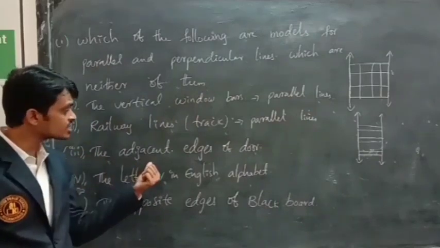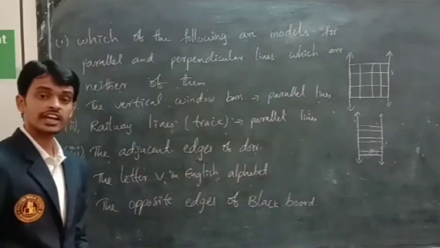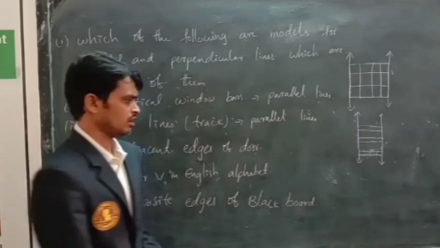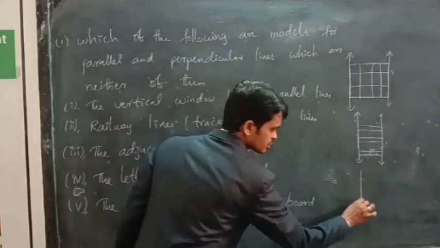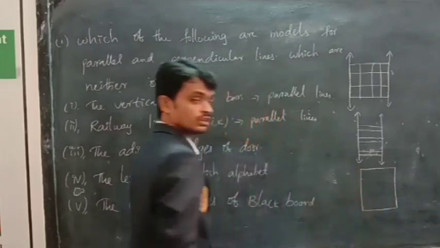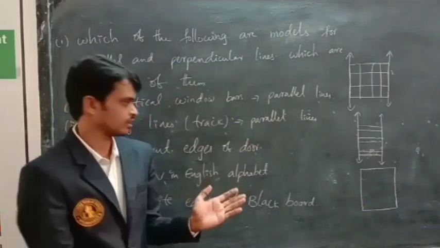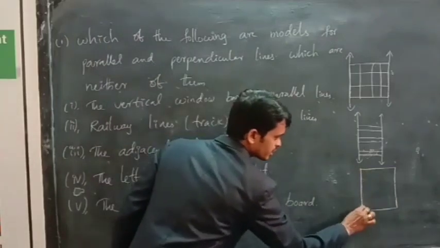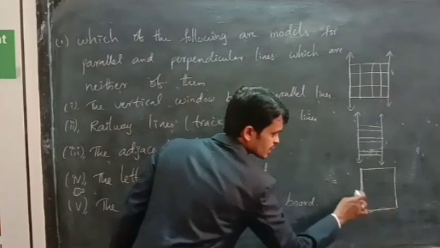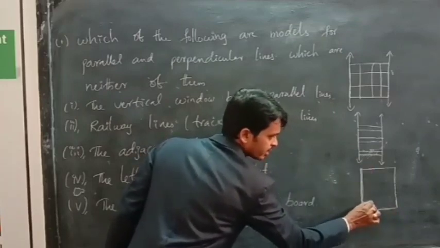Next, third, the adjacent edges of a door. Daily we observe doors. For example, this is a door. Adjacent means side by side. These adjacent edges of a door, which type of lines are they? They are meeting at a right angle.